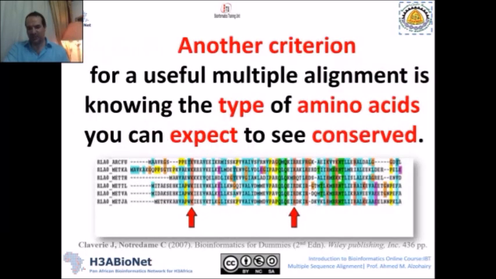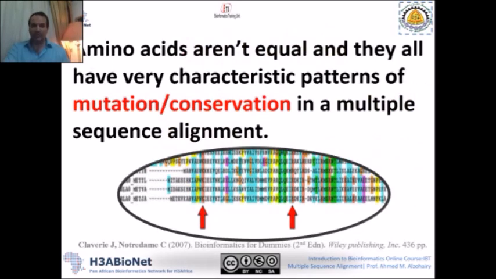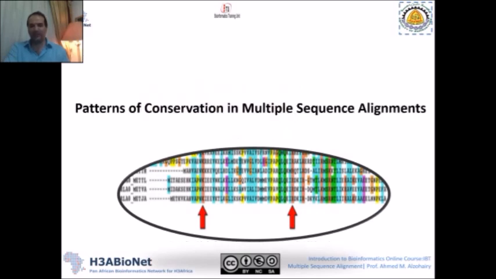Another criterion for a useful multiple sequence alignment is knowing the type of amino acid you can expect to see conserved, and we will take a look at some examples in the coming few slides. Also, it's very important to know that amino acids are not equal, and they have very characteristic patterns of mutation and conservation in multiple sequence alignment. We will look at these patterns in the coming slides.